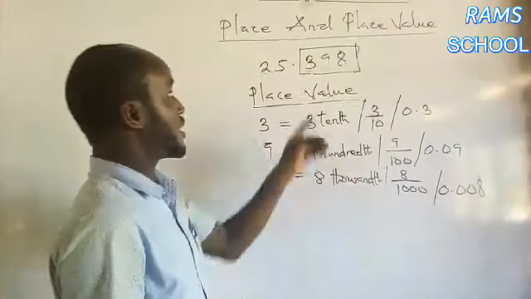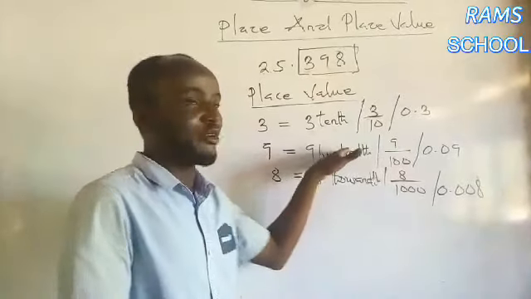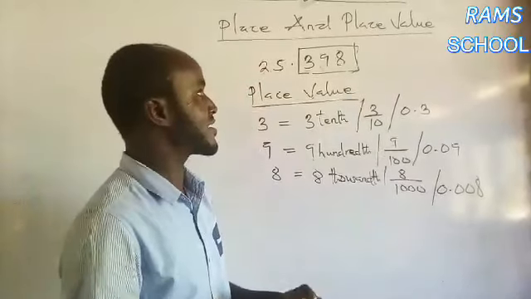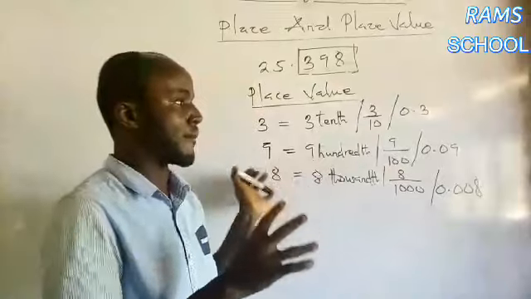So any of these three answers will be accepted. Someone can say the place value of 9 is 9 out of 100. Correct. 9 hundredths, correct. 0.09, correct. So know the differences between the place value of decimals and also the place value of whole numbers.